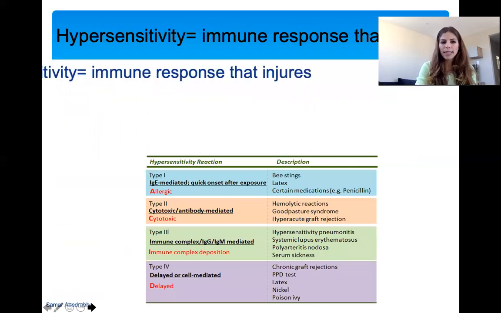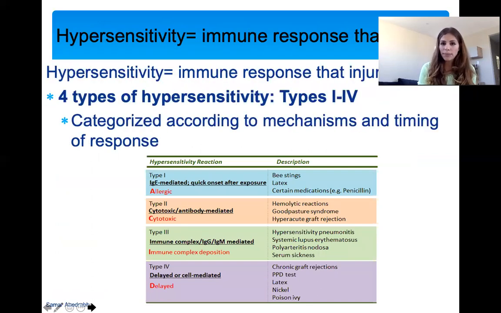Hypersensitivity is an exaggerated immune response that injures our cells and our bodies. There are 4 different types, called hypersensitivity type 1, type 2, type 3, and type 4, and they're categorized according to how long it takes to respond and the different mechanisms. We're going to talk about each one, but for example, type 1 hypersensitivity is an allergic type of response. This is when we think of typical allergies, like someone having allergies to foods like peanuts or drugs like penicillin.